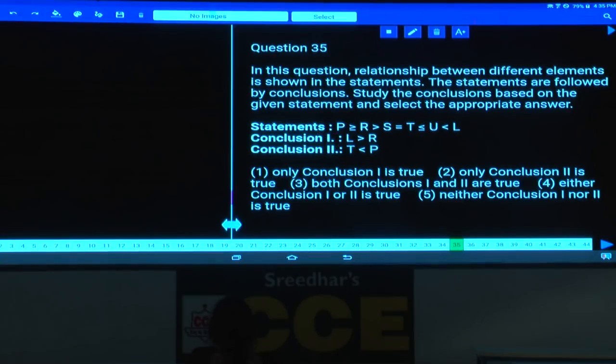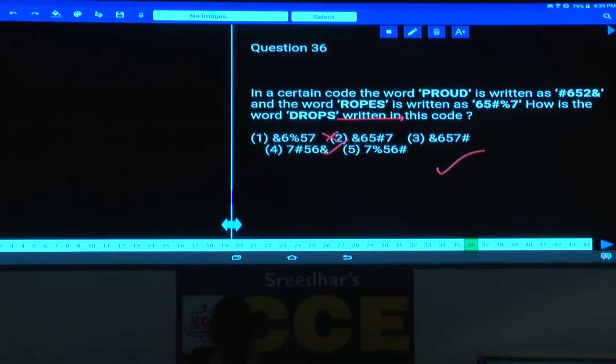Then coming to 35, the relation between R and L. Between R and L, one greater than, one lesser than, two opposite symbols between these two, hence no conclusion can be drawn. Then the relation between T and P. Now between P and T, P greater than T is definitely true. P greater than T means T lesser than P is also true. Hence only conclusion 2 follows, that is choice 2. Now this is about question number 31 to 35.